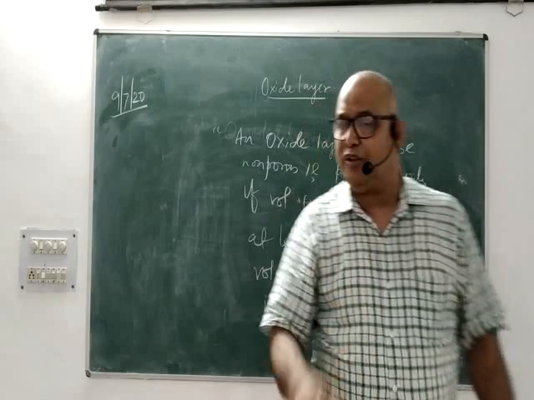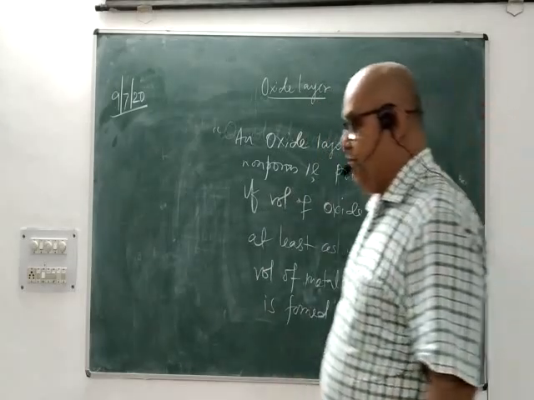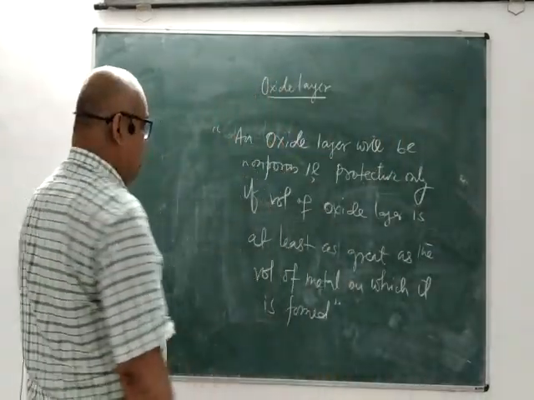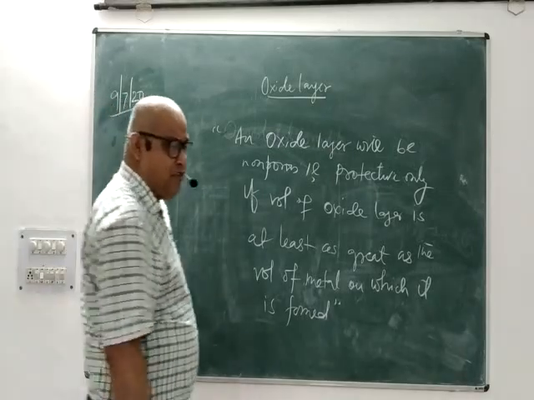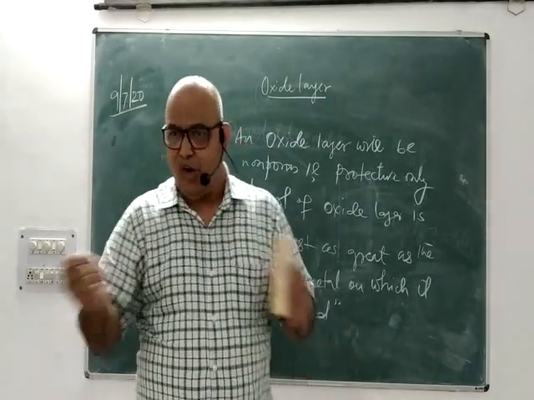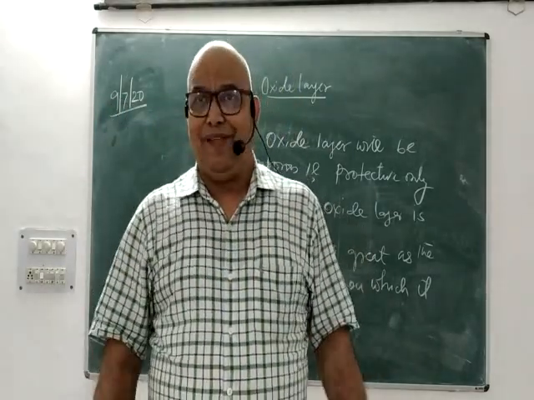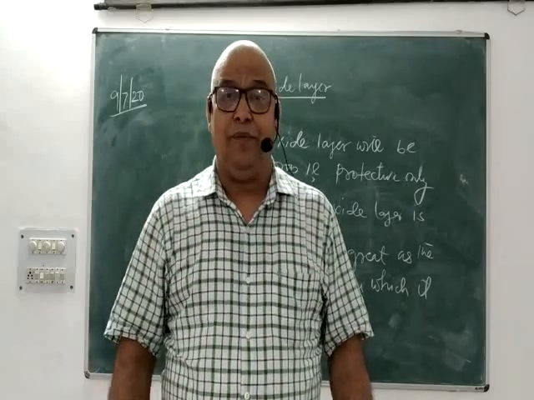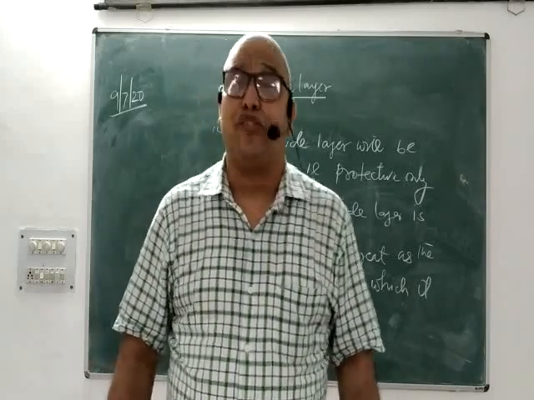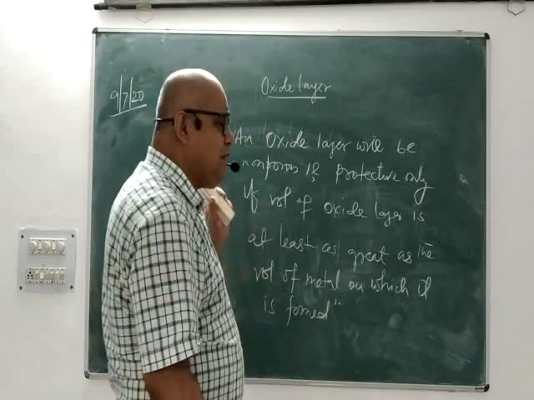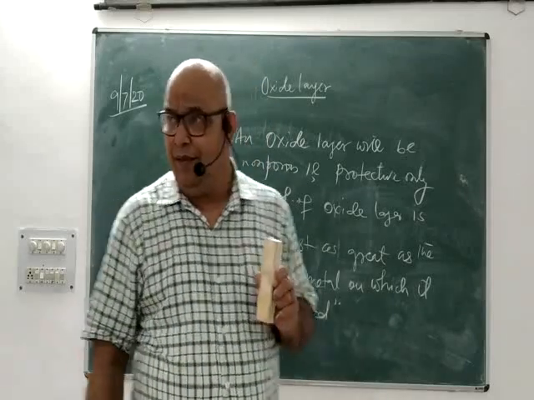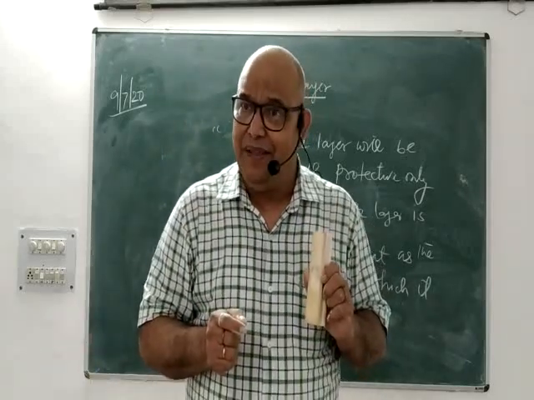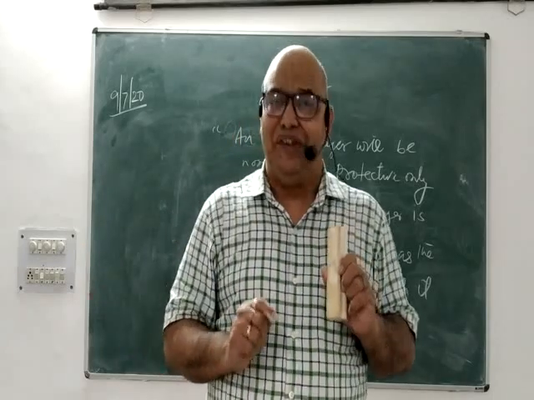This is the Pilling-Bedworth rule. The rule says an oxide layer will be non-porous. Non-porous means protective. There will be no pores, and therefore the rate of corrosion will be reduced and ultimately it will be stopped. And porous, what do you mean by porous?